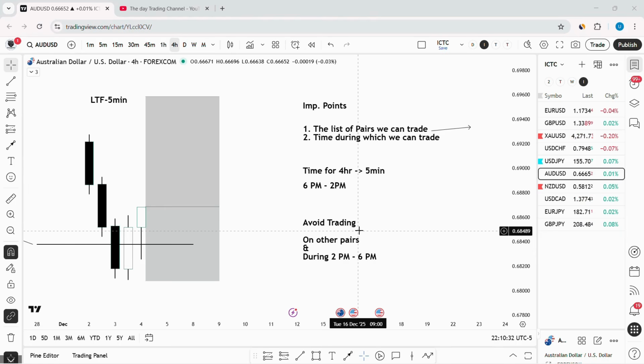The next important thing is what we should avoid when trading this 4-hour and 5-minute strategy. The first thing is that we should not try to trade this on other pairs, and the second thing is we should not look for any trade from 2 p.m. to 6 p.m. because the spreads are wide during this time of the day. Now let's discuss an example of this strategy.